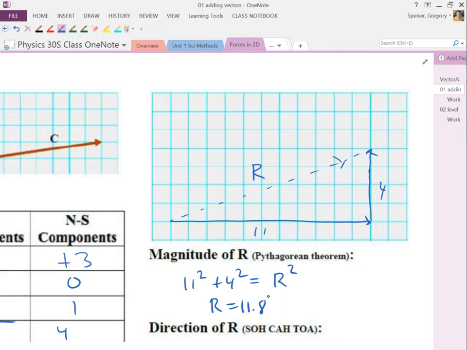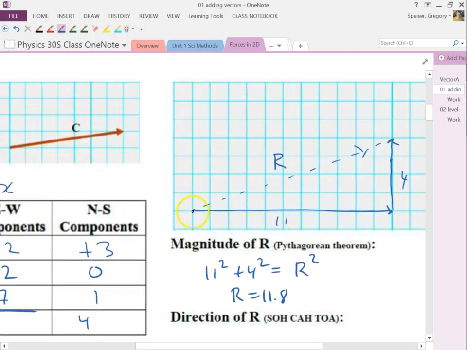Now when you want to figure out the direction, look at the beginning of the resultant. So look where it's starting from, and do a north, south, east, west grid. Now in this example, the angle inside the triangle is the same as the direction of that resultant vector. That's not always the case. That's only going to be the case if it's in the first quadrant.